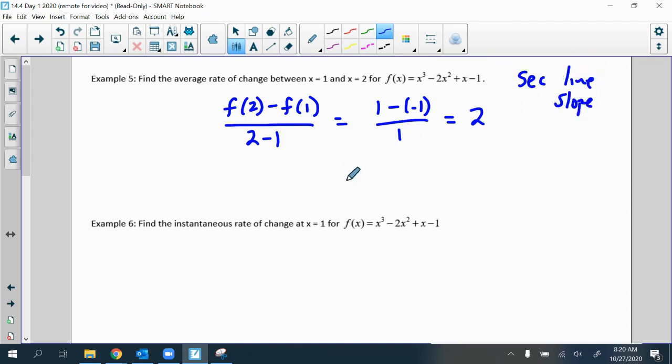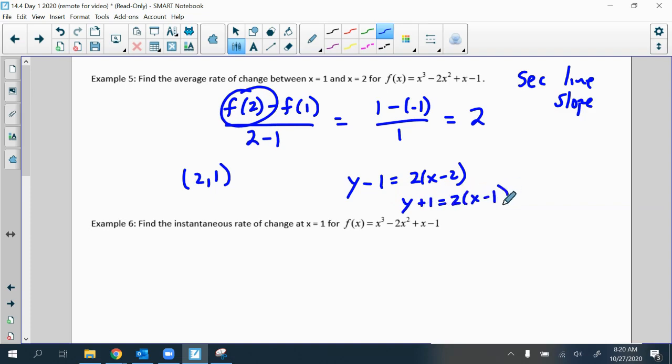And if I wanted to write the equation of a secant line, I could say y minus 1 equals 2 times x minus 2, because I know the point 2, 1 is on the secant line. I also could say y minus negative 1 or y plus 1 equals 2 times x minus 1, because I know that this point, 1, negative 1, is also on the secant line. Again, this is not the question, but if it was, I could say that.